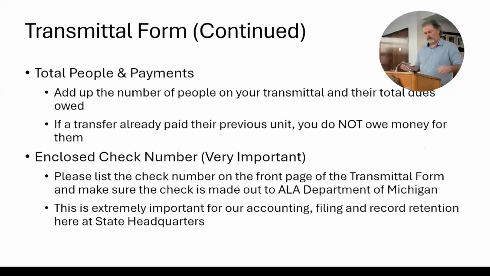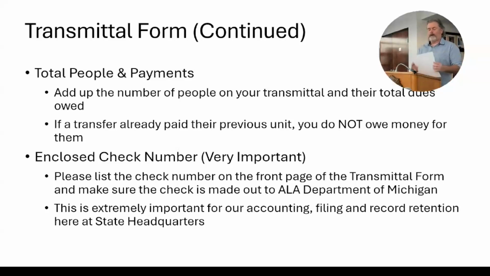Okay. Total people and payments. Now this is where the numbers can start to skew, and this is where some confusion can start to come in. Add up the number of people on your transmittal and their total dues owed. So one example is if a transfer has already paid their previous unit, you do not owe money for them, but you still want to list them on here. You would put 2 transfers total $31.50 because one transfer already paid. So that counts them on their list if you've added them to the list. And then you have the one that you still need to pay through.